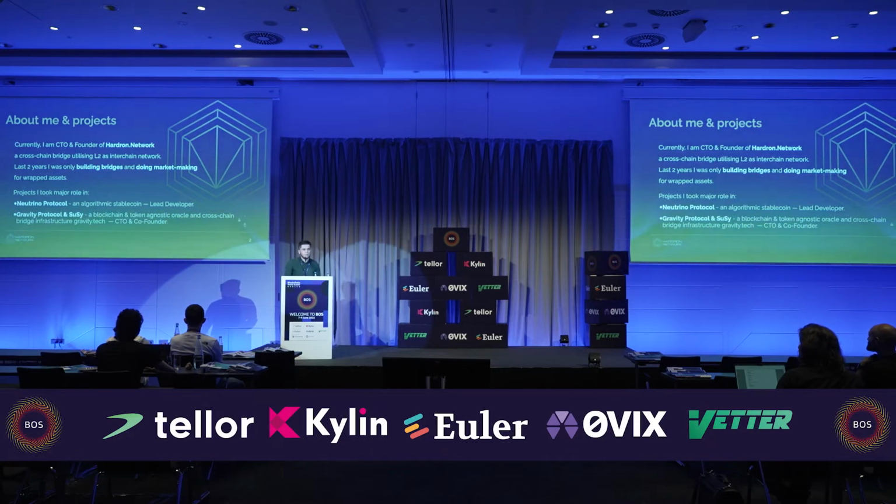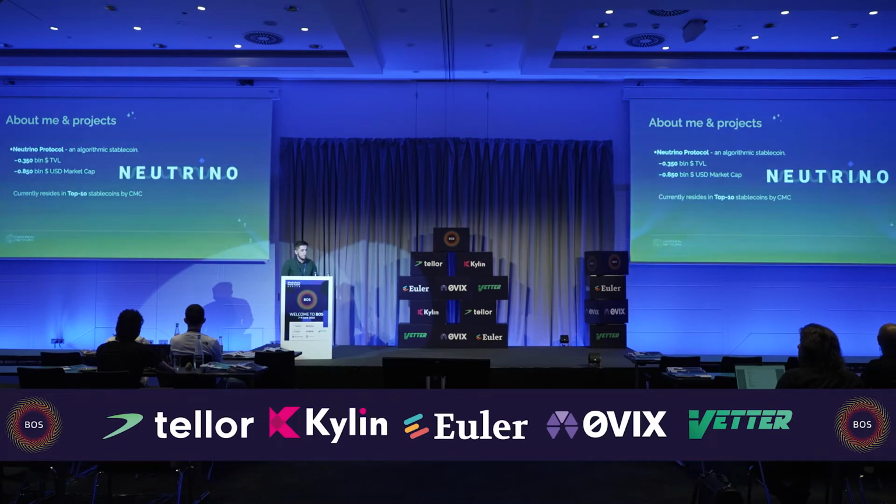And for the last 2 years I was all in on building bridges and doing market making upon them, because wrapped assets face liquidity issues, and even well-known bridges such as Wormhole have some problems regarding liquidity. The two major projects I took part in are Neutrino and Gravity. Neutrino is an algorithmic stablecoin that was launched in 2019, and at the moment it resides in the top 10 list of stablecoins by CMC.